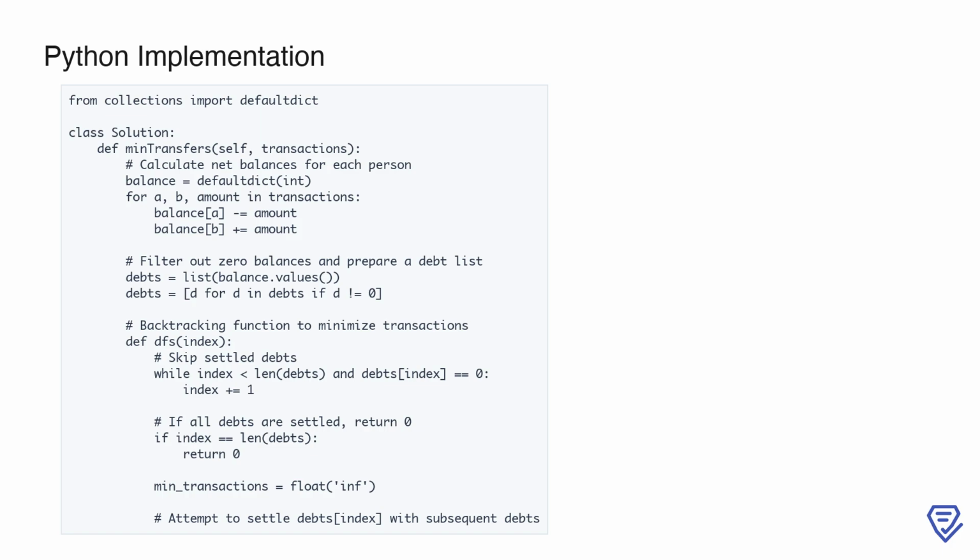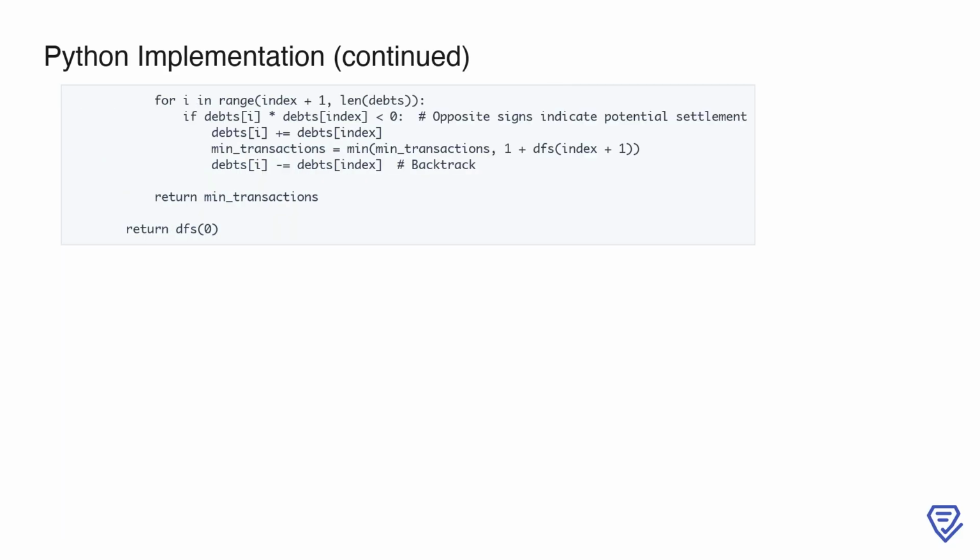Next, we define a backtracking function, DFS, to minimize the number of transactions required to settle these debts. The function starts by skipping settled debts, and if all debts are settled, it simply returns 0 as no further transactions are needed. At this point, we initialize min_transactions to infinity to track the minimum number of transactions as we explore different possibilities. Now, the function attempts to settle the current debt at the given index with subsequent debts in the list. For each subsequent debt, we check if it has the opposite sign to the current one, as this indicates a potential settlement opportunity.